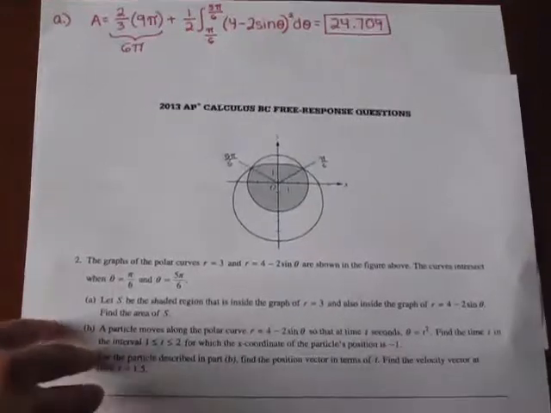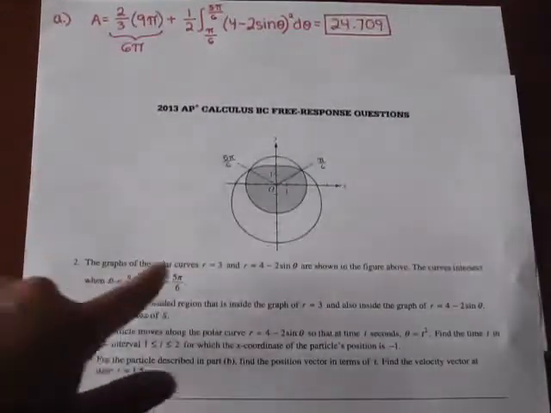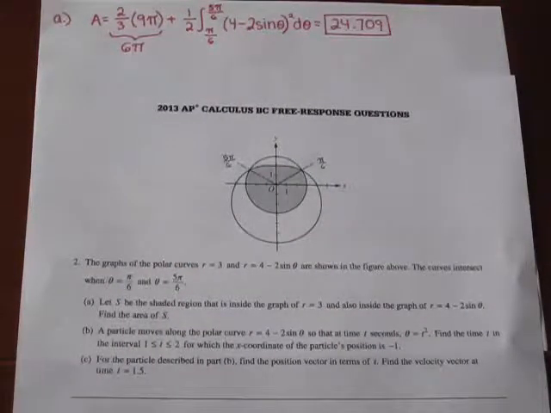So here's the work for that. The radius of the circle is 3, so the area of the circle is 9 pi, and then you want 2/3 of that, so that's 6 pi.